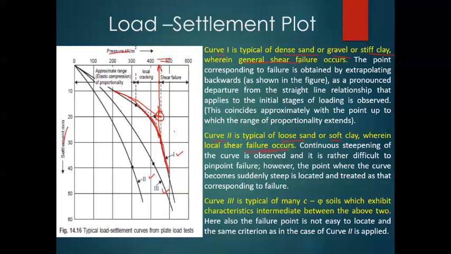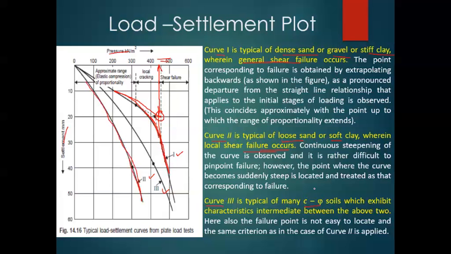The characteristic of this curve is that you do not observe a clear failure point. It is almost a steep curve. Whereas curve 3 is a typical case of c-phi soil, that is, cohesive soil.